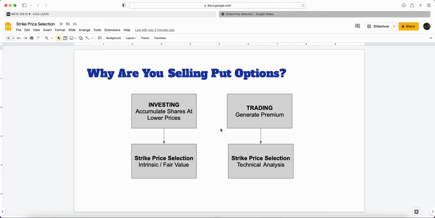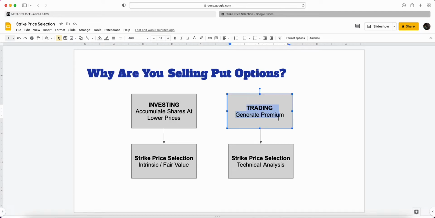The second way is if you are a trader and you are selling put options to generate premium. Now, in terms of stock selection, I would advise that it's a stock that you don't mind holding, because with put options you can get early assigned. But the plan here is if it goes bad, you've got the ability to roll the option or buy back the option if the trade goes wrong.